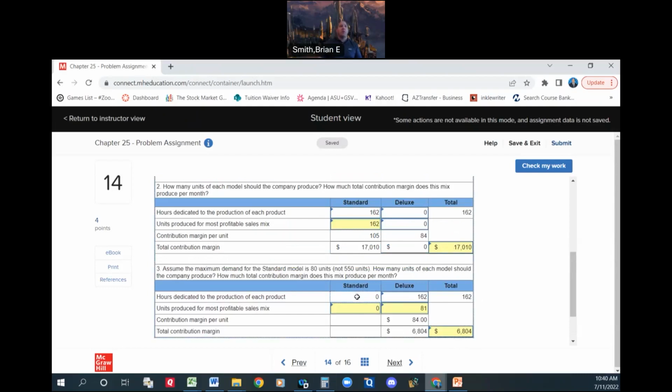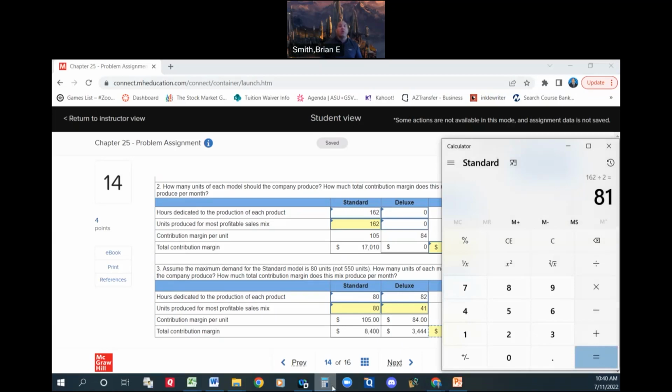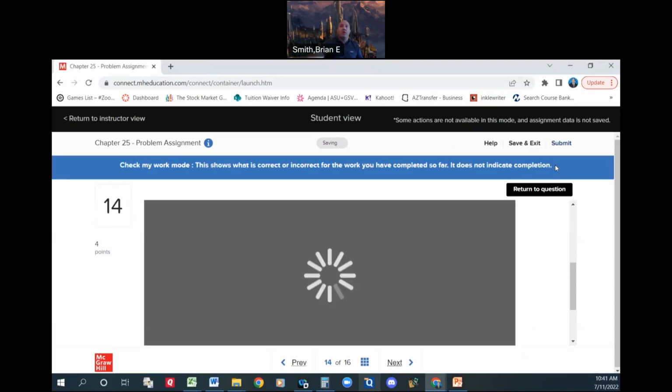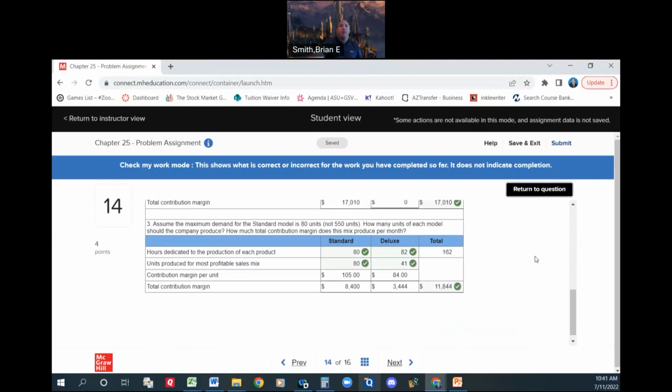So now instead here we're doing 80, we're doing 82 hours. We did 80 units, and this one was 41 units. So that's where it was at. And then we added those together to get 11,844. I don't even remember. Did I check my work on this? Yeah, I did. Okay.